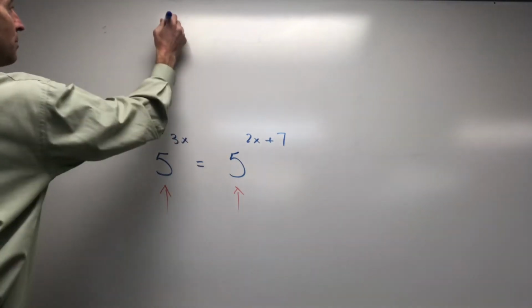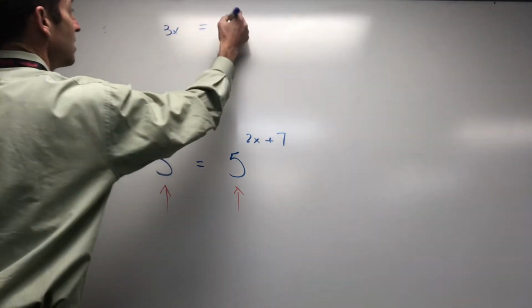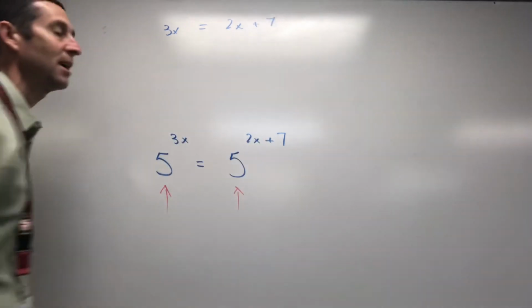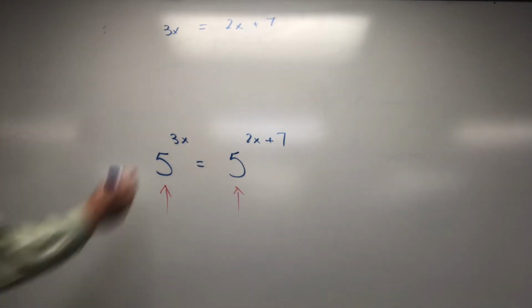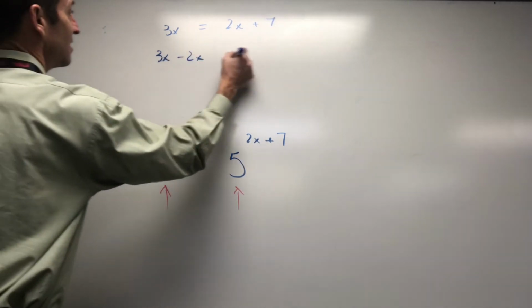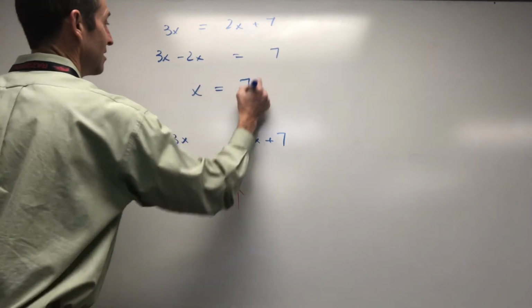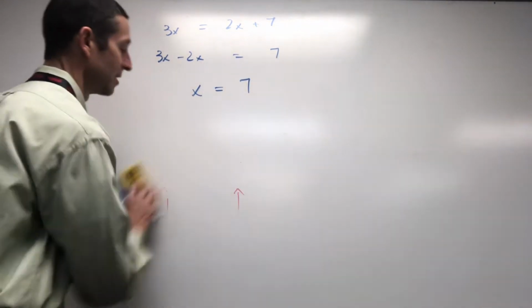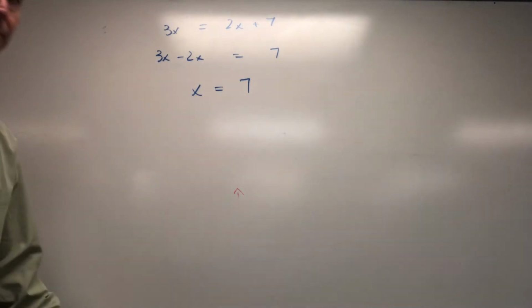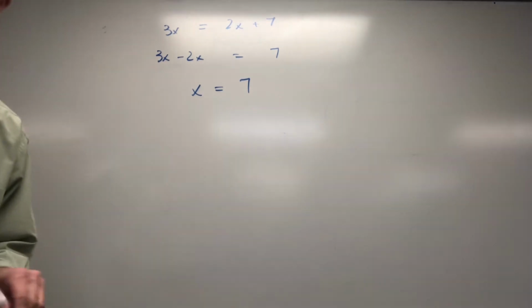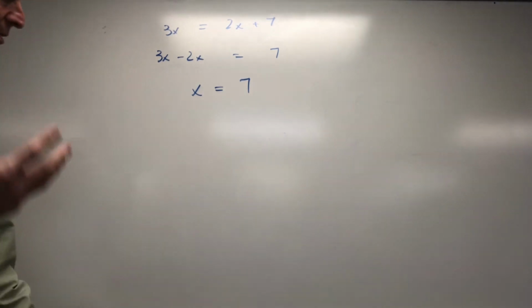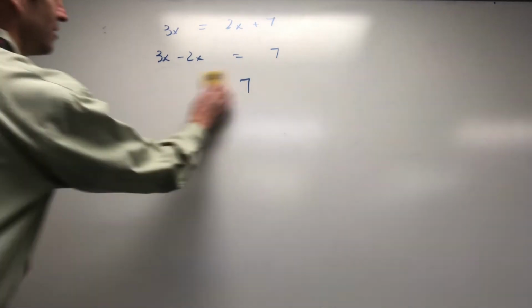So the 5's drop out, and then it's just 3x equal to 2x plus 7. Now you can solve this. Boom. X equals 7. Okay, not too bad. So the 125 you rewrote to be 5 to the 3rd. Let's keep going. All right, that was number 3. Let's do number 4.